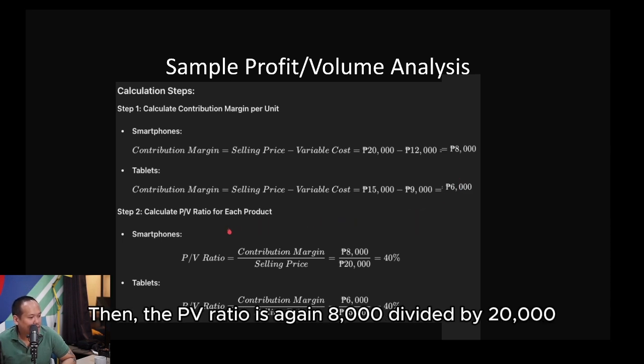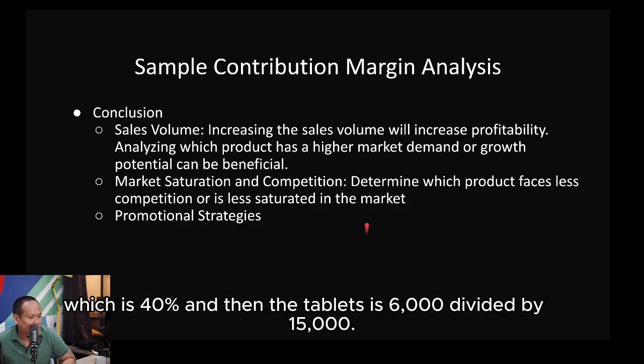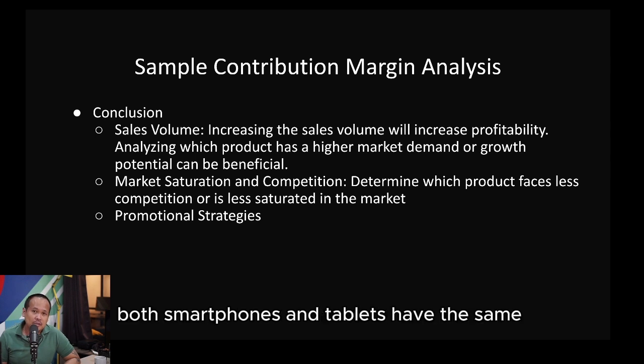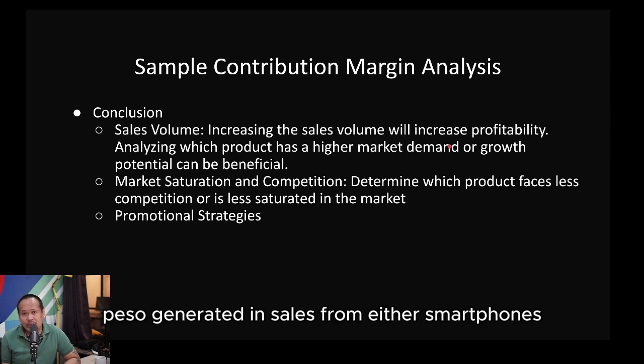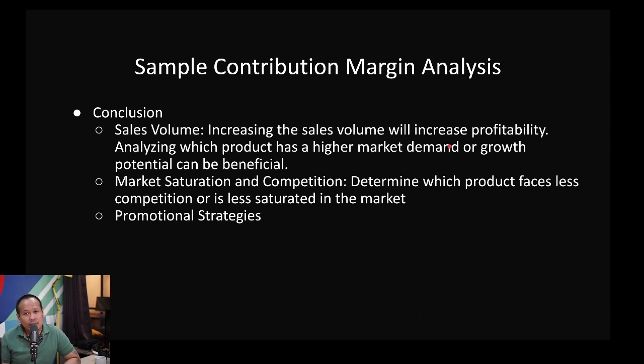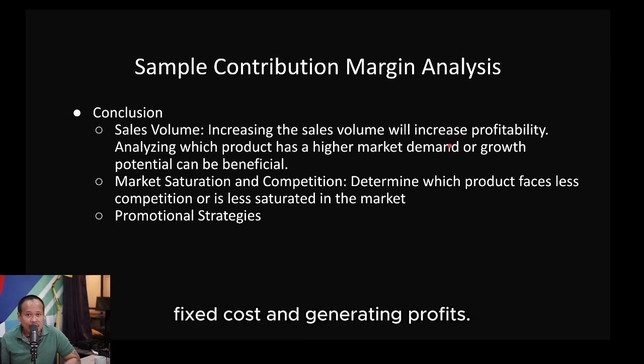Then the PV ratio is, again, 8,000 divided by 20,000, which is 40%. And then for the tablets, it is 6,000 divided by 15,000. Interestingly, both smartphones and tablets have the same PV ratio of 40%. This means that for every peso generated in sales from either smartphones or tablets, there's 40 cents that contributes toward covering fixed costs and generating profits.